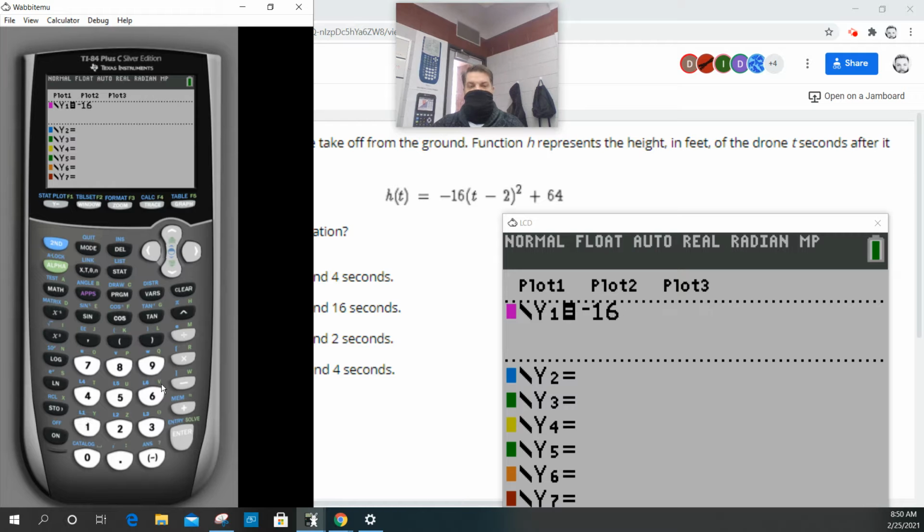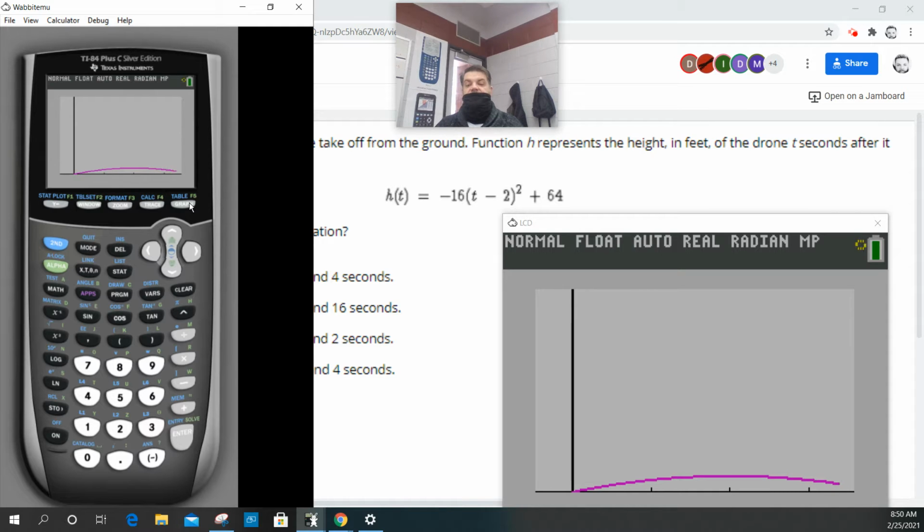So I'm going to say negative 16, start my parentheses. I can't put t, so I'm going to put x, it doesn't matter. Minus, now we use the minus sign. See how the minus sign is a little bit lower and longer than the negative sign? Then I'm going to hit 2, close my parentheses, raise that to the second power, and then hit my right cursor to get out of that, and then I'm going to say plus 64. Now, this might not fit on my graph, so I'm going to hit graph.